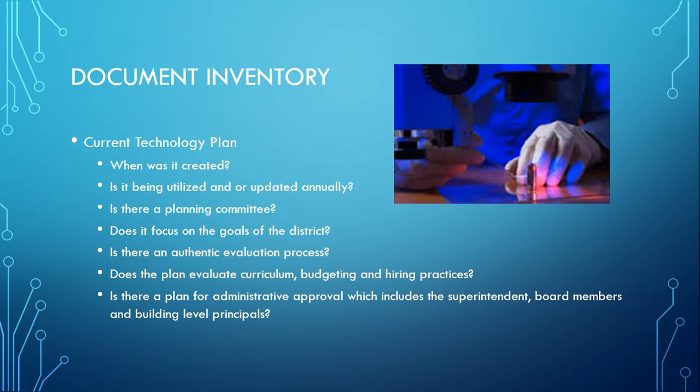And in that technology plan, we wanted to know, is there an authentic evaluation process, and how often is that being done? And does that plan evaluate not only the technology plan itself, but does it evaluate deeper into the curriculum and the budgeting and hiring practices? And then finally, is there a plan for administrative approval, which includes the chain of command from building level principals, the superintendent, to you as a board?